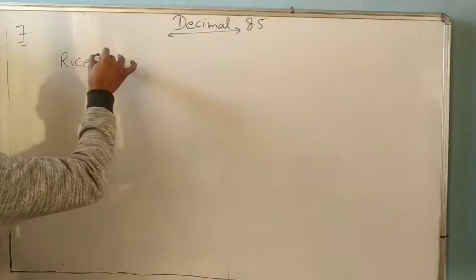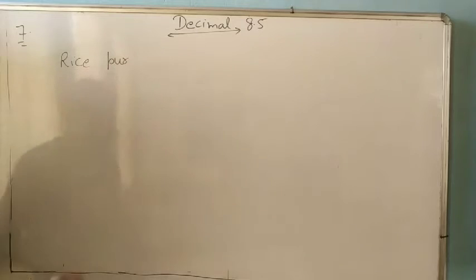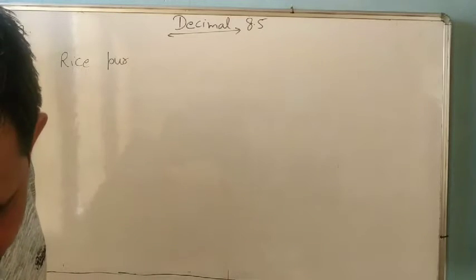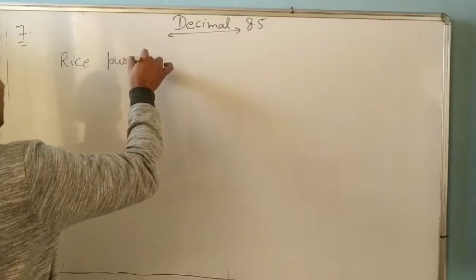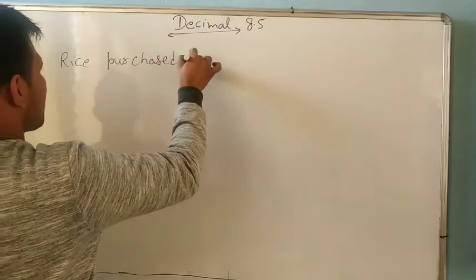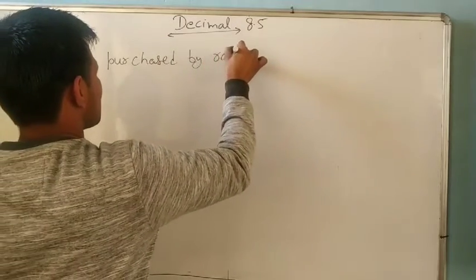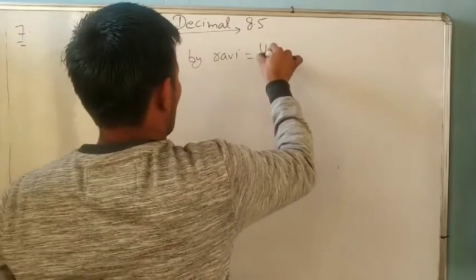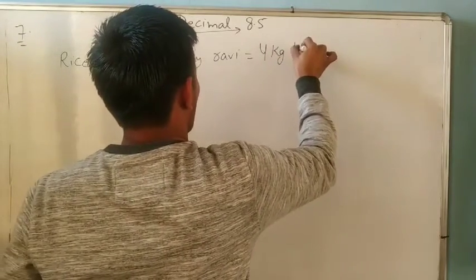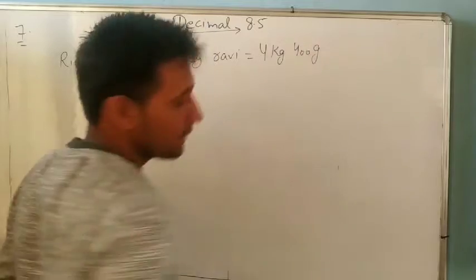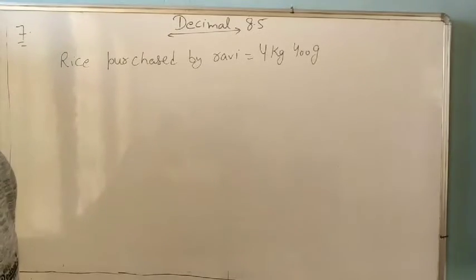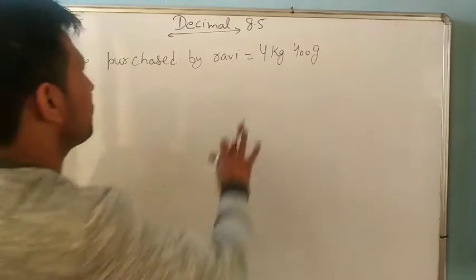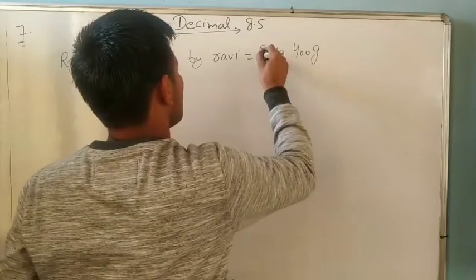Rice purchased by Ravi. How much? 4 kg 400 gram. Next is... not, it is 5 kg, sorry. 5 kg. Same as it is.